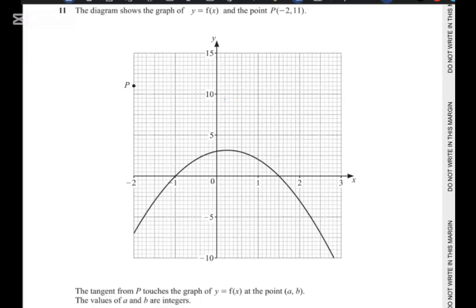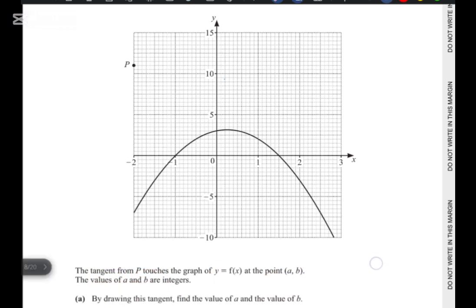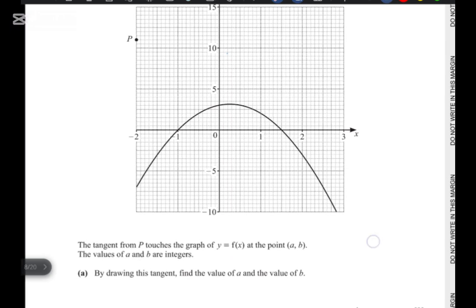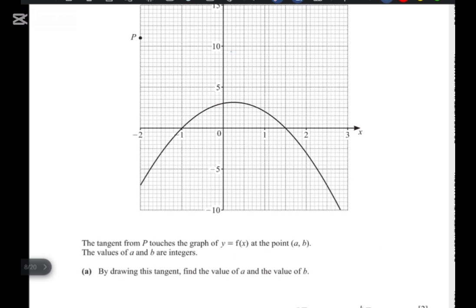Question number 11. The diagram shows the graph y is equal to f of x and the point P minus 2, 11. The tangent from P touches the graph of y is equal to f of x at point A, B. The tangent is not drawn, but they are just saying that. The values of a and b are integers. So whenever the tangent touches where the point is seen and that point value a and b are integers, it is given. By drawing this tangent, find the value of a and the value of b.